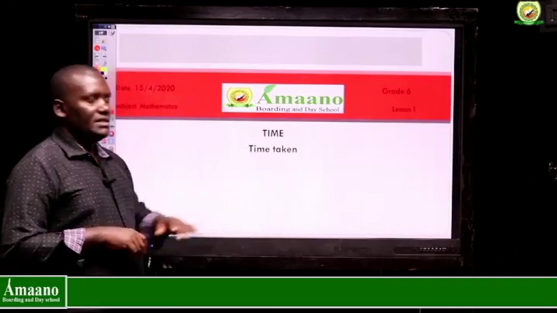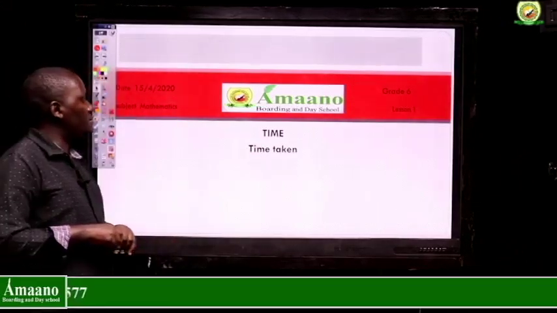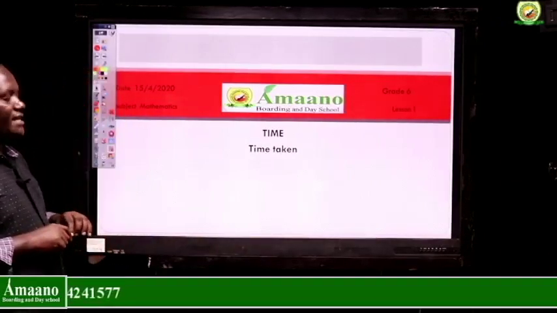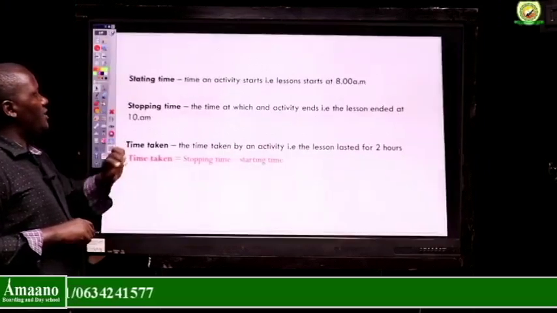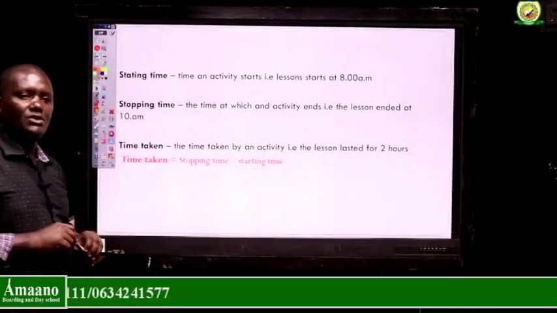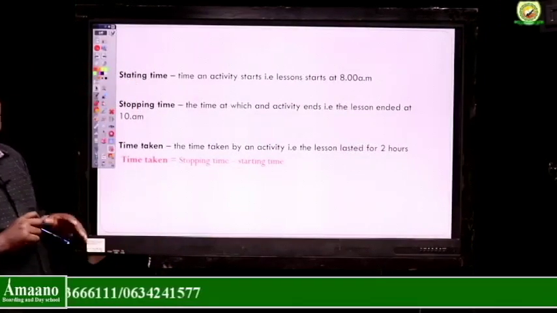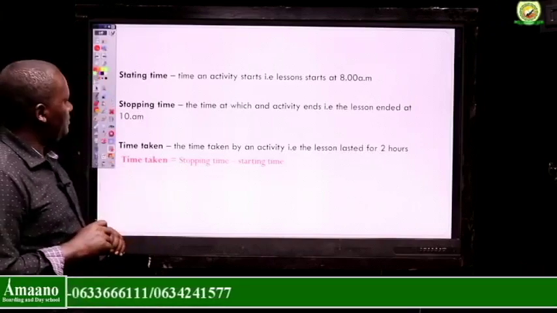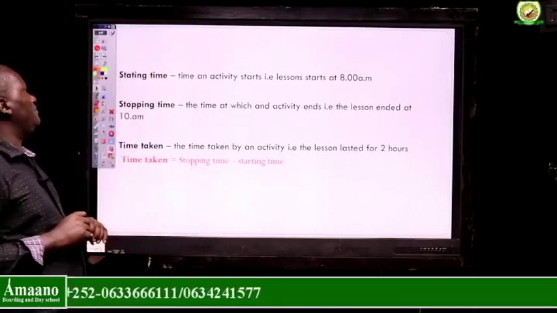The board, you can see we have it's time for maths, and the topic is time. Subtopic is time taken. As you can remember, last lesson we learned about changing time from 12-hour clock system into 24-hour clock system, and from 24-hour clock system to 12-hour clock system.